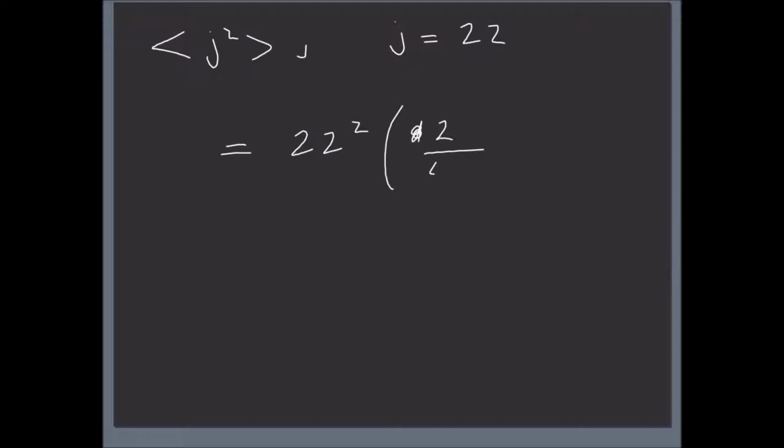So if I ask you what is the expectation value of j squared when j is equal to 22, you just go 22 squared times 2 over 14, right?